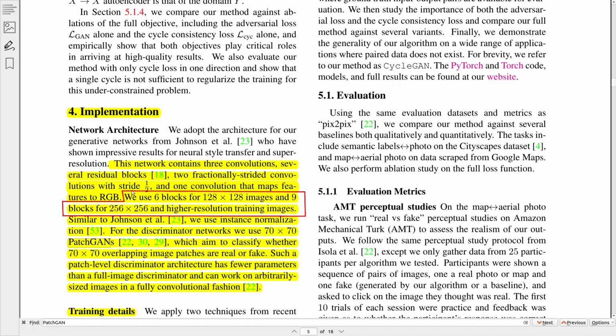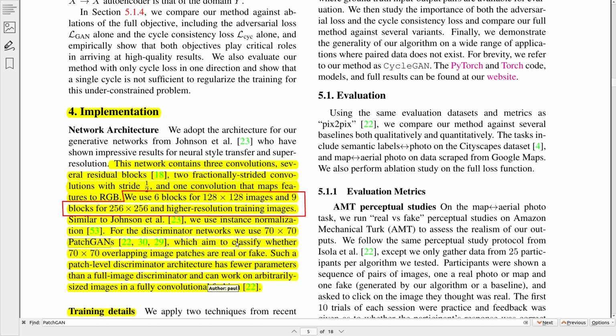And then the next part of the paper is about the implementation of the entire architecture. Of course, these implementation details will make much more sense when in the next video I actually implement it with PyTorch. Basically, this network contains 3 convolutions, several residual blocks, two fractionally strided convolutions with stride half, and one convolution that maps features to RGB. They also say they use 6 residual blocks for 128 by 128 images, and 9 blocks for 256 by 256 images.